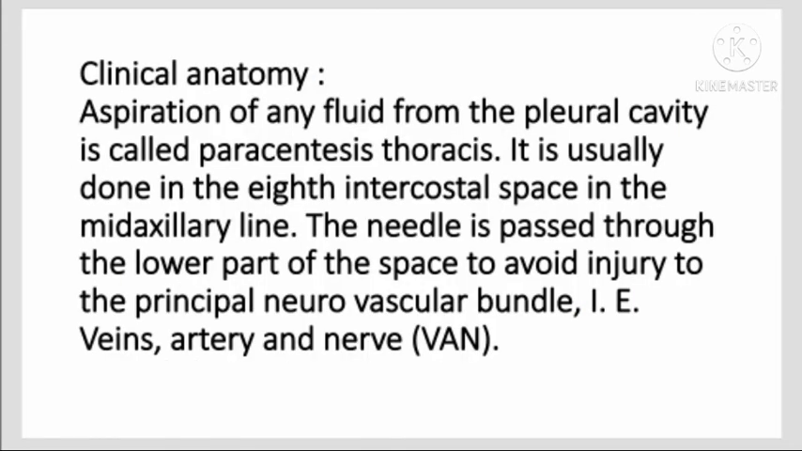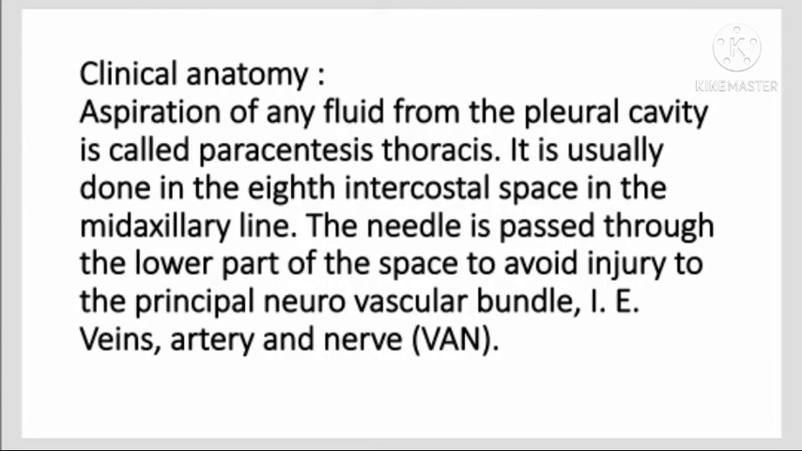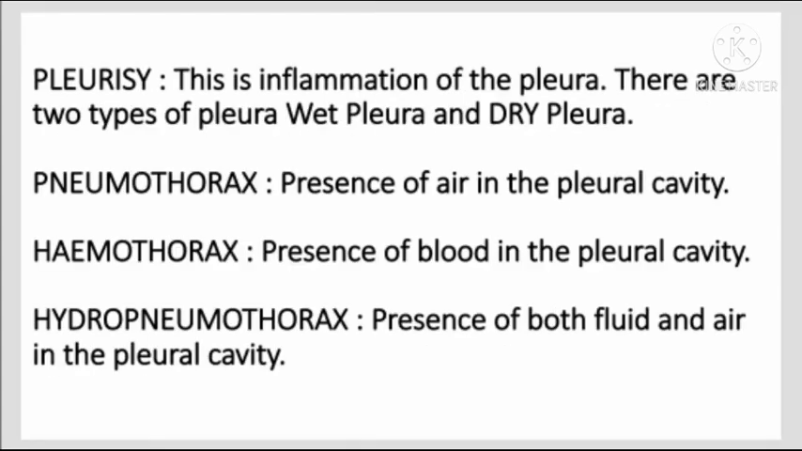Clinical anatomy. Aspiration of fluid, meaning removal of any fluid from the pleural cavity, is called thoracentesis or pleural paracentesis. It is usually done in the 8th intercostal space in the mid-axillary line. The needle is passed through the lower part of the space to avoid injury to the principal neurovascular bundles such as veins, arteries and nerves.